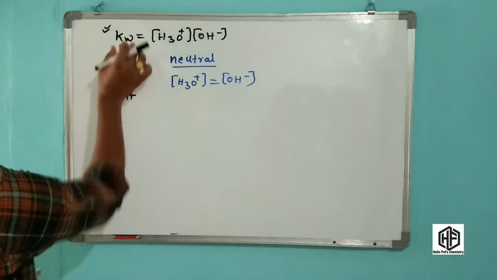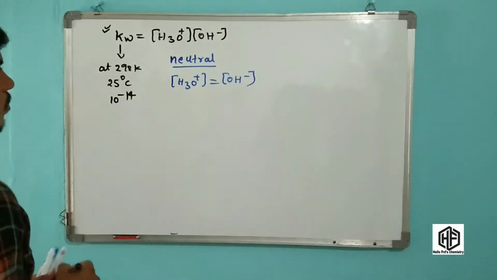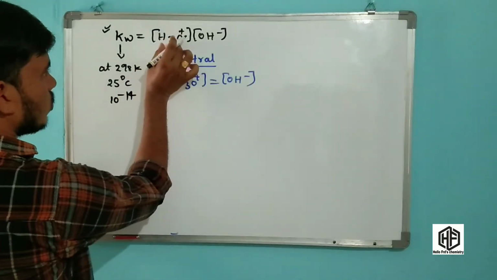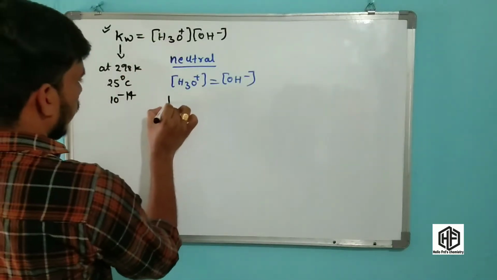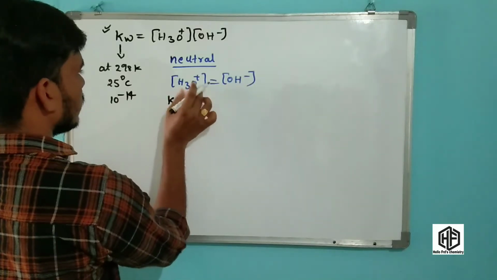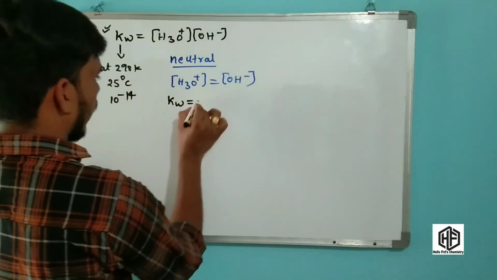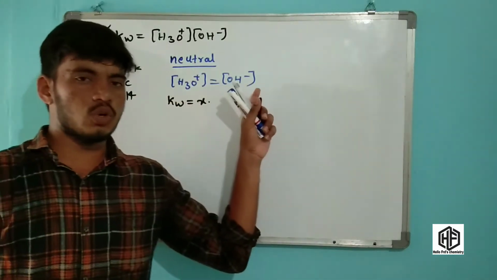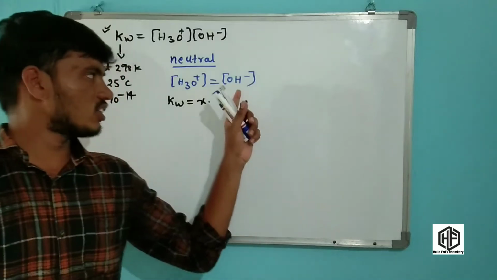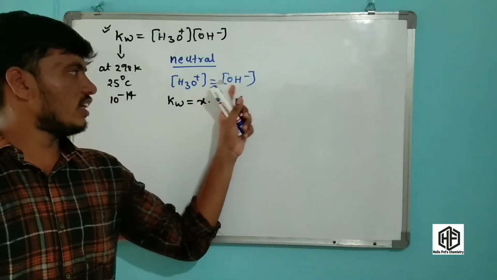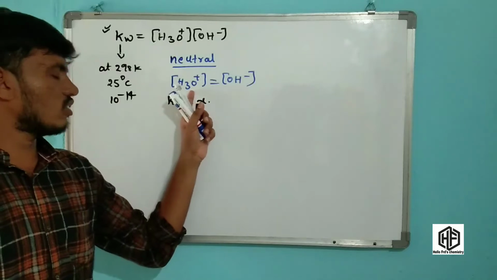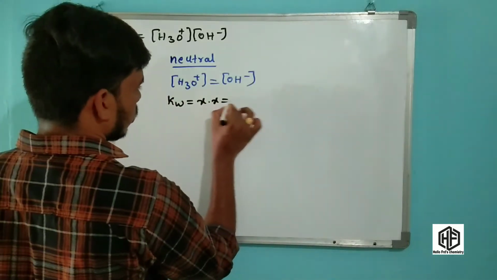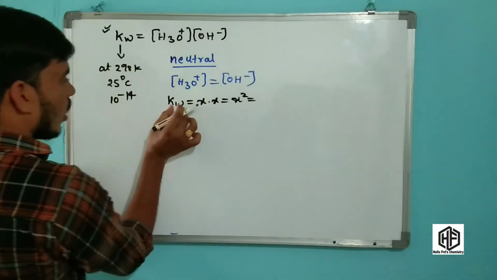Now we have to find out the Kw. Neutral solution, what happens there, friends? Here the hydronium ion concentration is represented by X. In a neutral solution the hydronium ion concentration is equal to the concentration of OH minus ions, so the OH minus value is also X. Now X into X is equal to X square. X square is equal to the concentration.